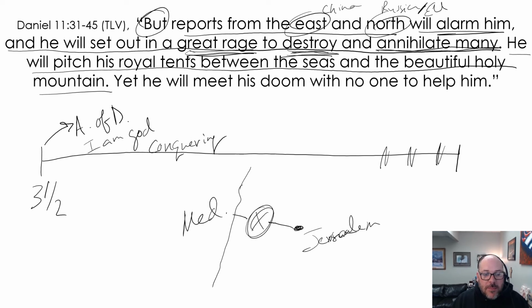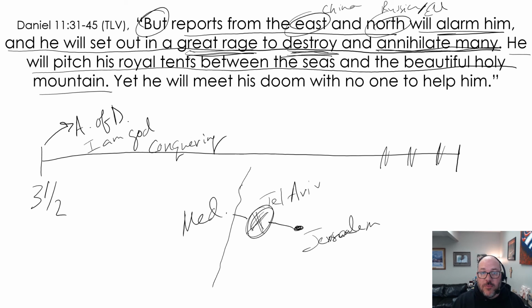What is between the Mediterranean and Jerusalem? It's Tel Aviv. And what do they have in Tel Aviv? It's not only the most modern city in Israel, but you also have Ben Gurion Airport. The Ben Gurion International Airport is right there in Tel Aviv. So where is he going to set up his tents? He's going to set up his headquarters right there in Tel Aviv at the airport, most likely.